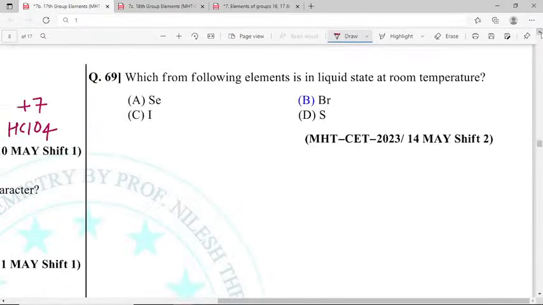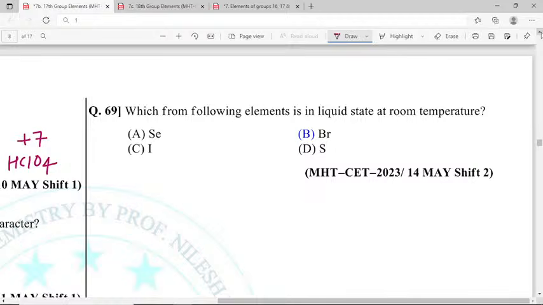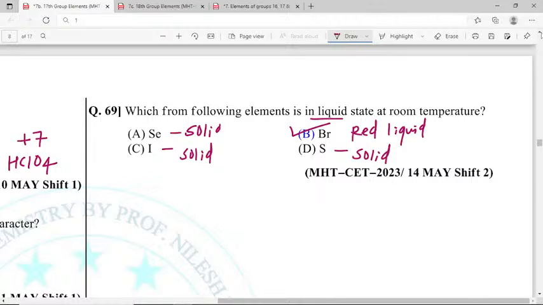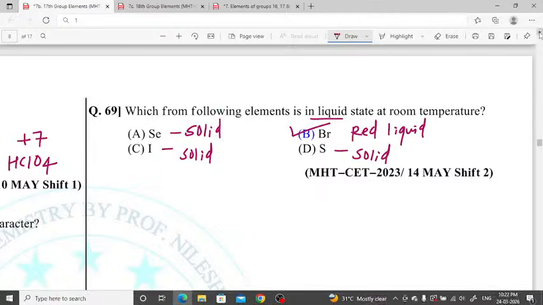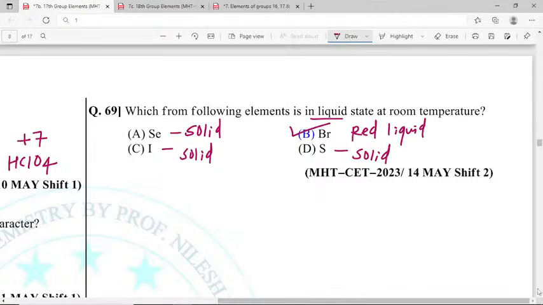Next question. Which of the following elements is a liquid? Bromine. Bromine is a liquid, red liquid. Sulfur is a solid, a non-metal. Iodine is again a solid. Metalloid. This is a metalloid. Okay.